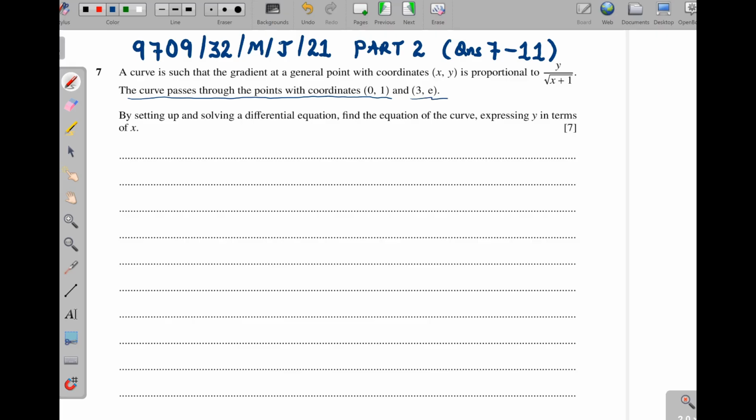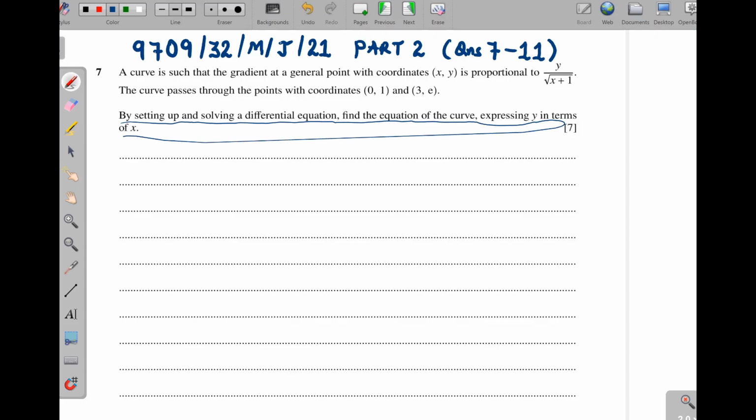That means we are going to get two constants here. That's why they have given us these two points to solve. By setting up and solving a differential equation, find the equation of the curve expressing y in terms of x. Now, dy/dx, we know that it is the gradient, okay? The gradient of the curve is denoted by dy/dx.